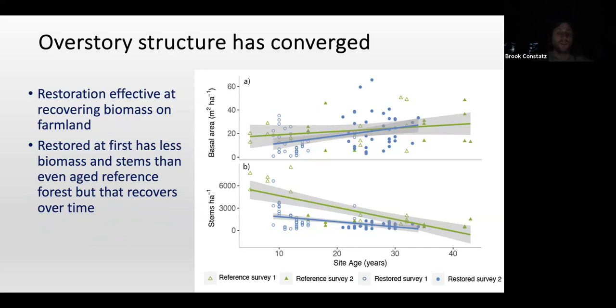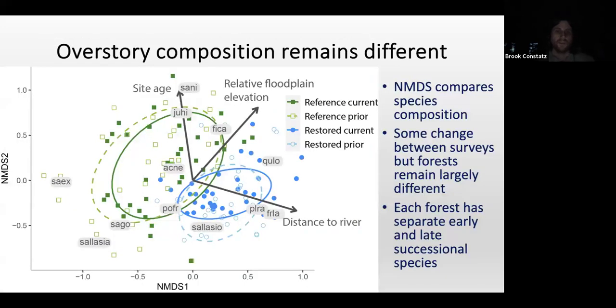So all in all, restoration on this landscape has been effective at recovering biomass and having the same amount of stems. And that is great. And that recovers over time without any additional intervention. If you get into composition, though, the story is a little bit different.